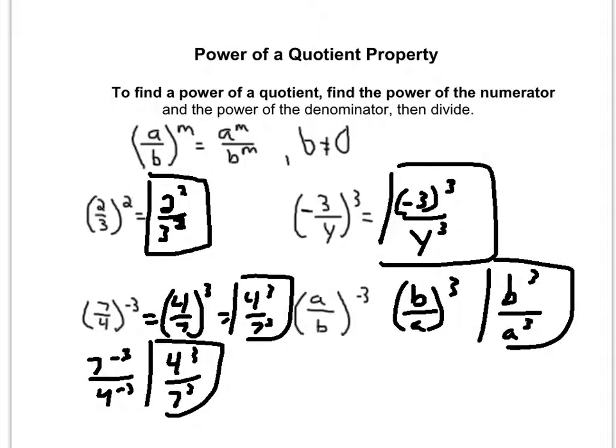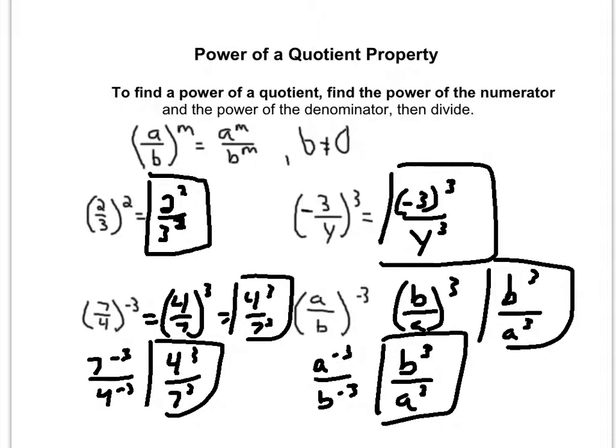Or we can apply this rule first and say it's a to the negative third over b to the negative third. And again, with negative exponents, we have to flip them to the opposite side of the bar and make them positive. So we should get the same thing either way. And we've got one last slide of examples here.